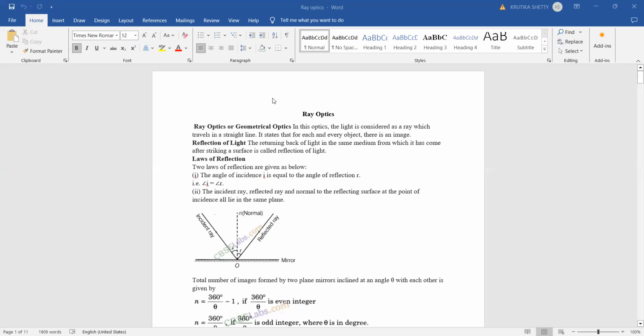Okay. So let us see what we mean by ray optics. In physics, we have different branches. One of the branches is called what? Ray optics. Optics, we say. In optics we discuss light and light phenomena. So what is ray optics? We will see.